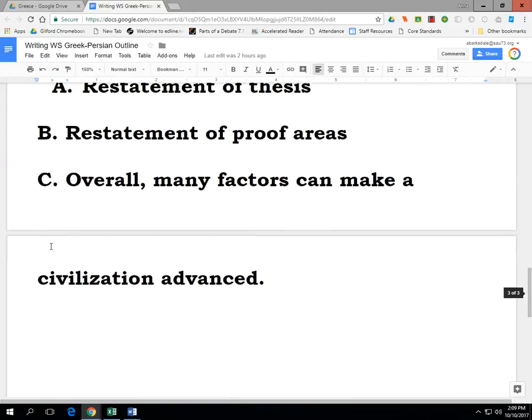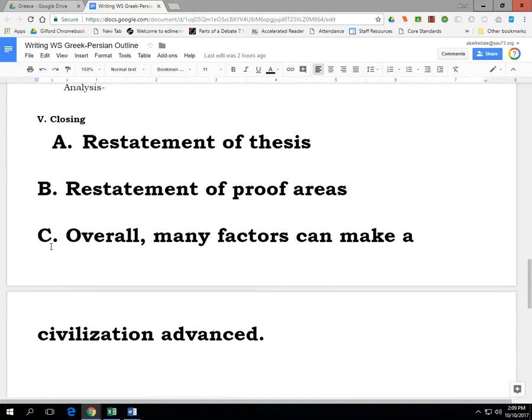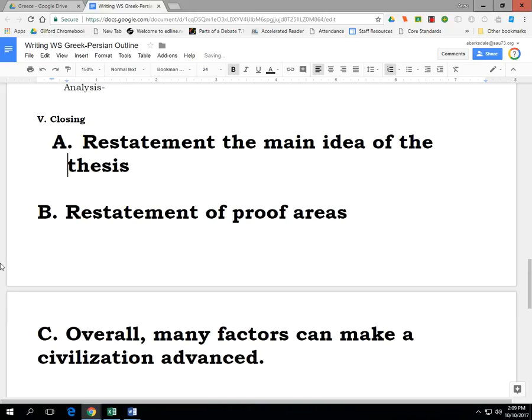So the last section of what you're doing of the outline is your closing. Your closing has 3 sentences to it. The idea of a closing is now you are wrapping up everything that you've done and you're bringing it to a close. So the first thing that you should do in your closing is you should restate the main idea of the thesis.